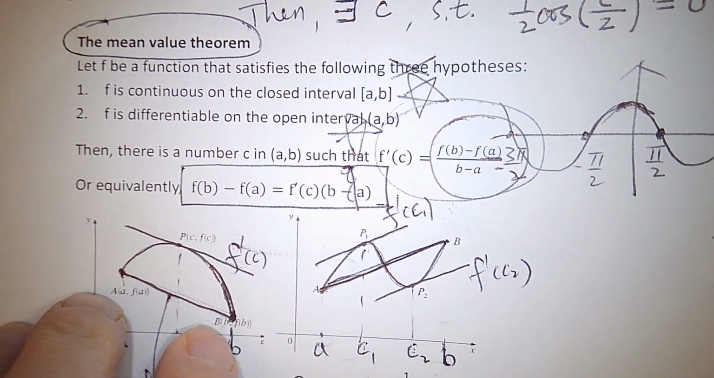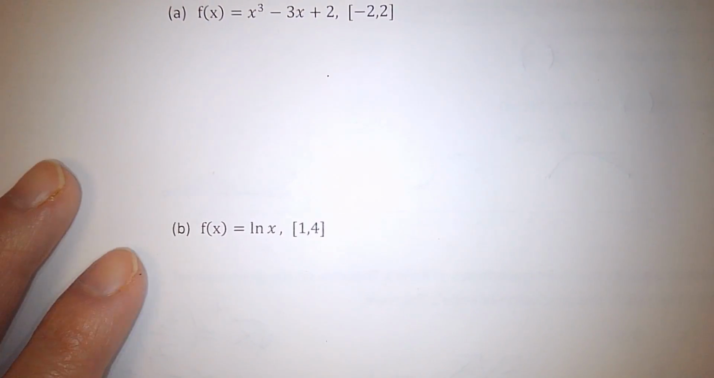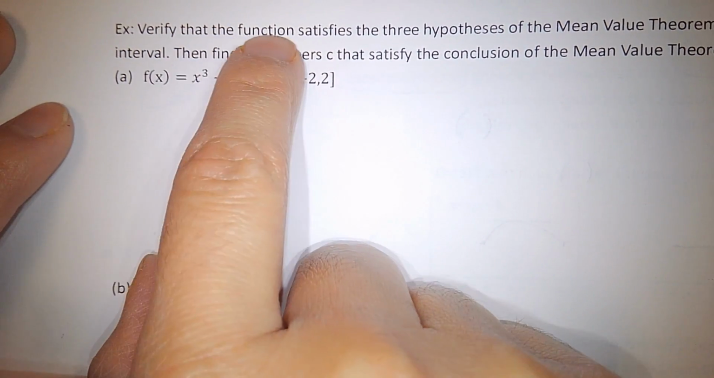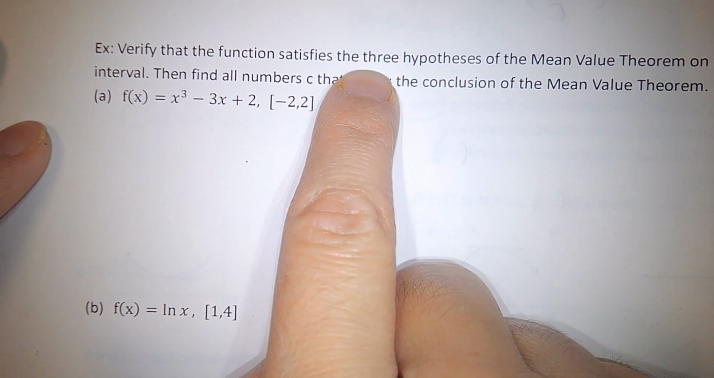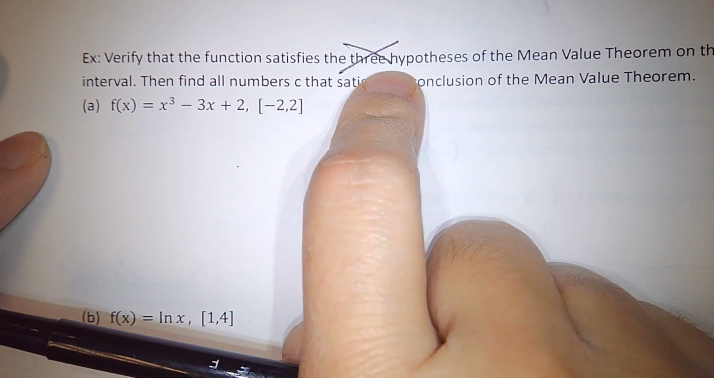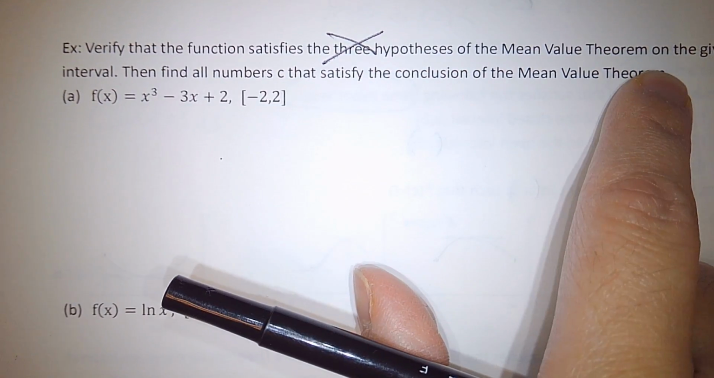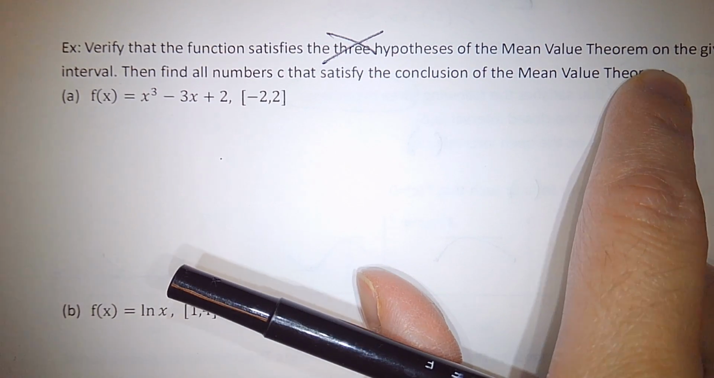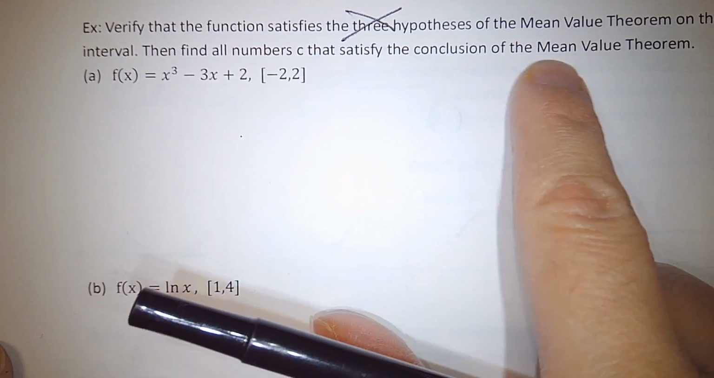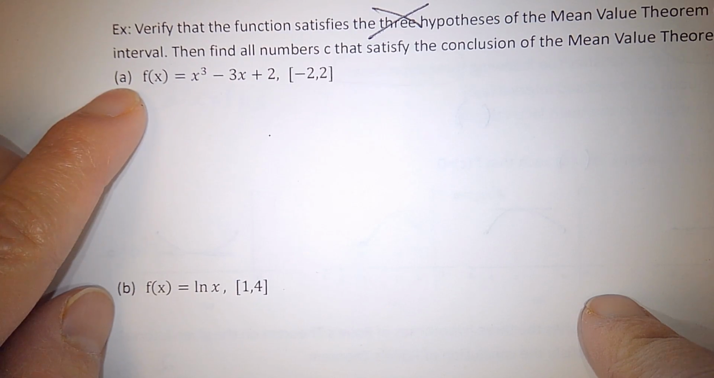Alright, so now let's use the mean value theorem to do a practice question. So, example: verify that the function satisfies the hypothesis of the mean value theorem, which is continuous and differentiable, right? Then find all of the c such that it satisfies the conclusion of the mean value theorem. So we have question A and question B.